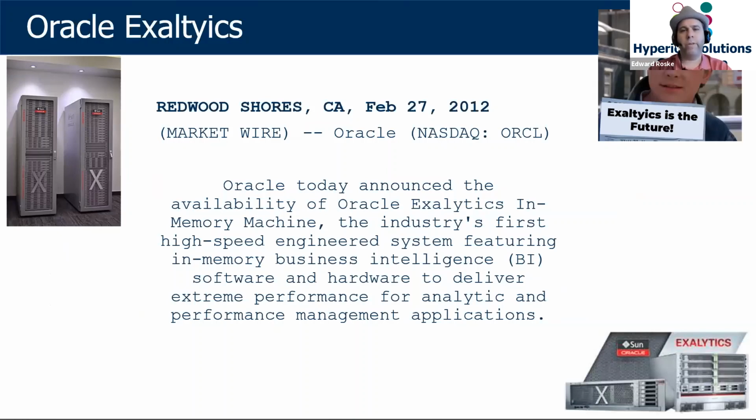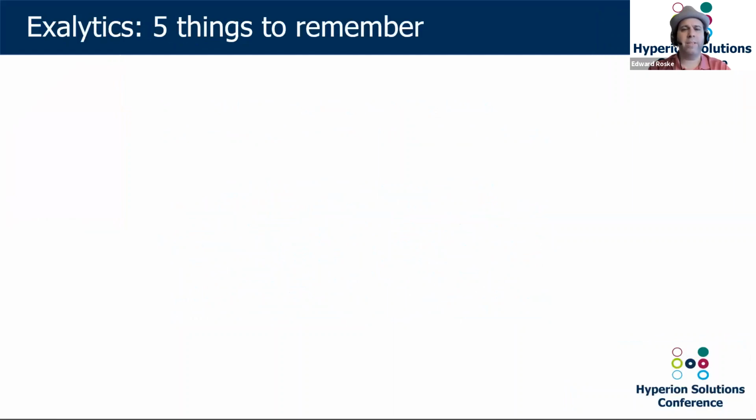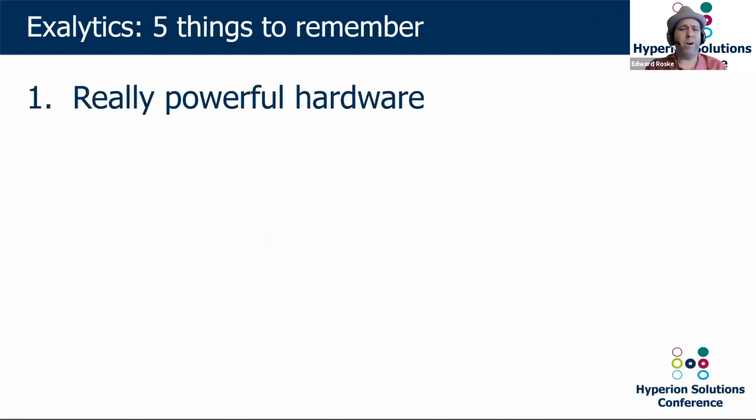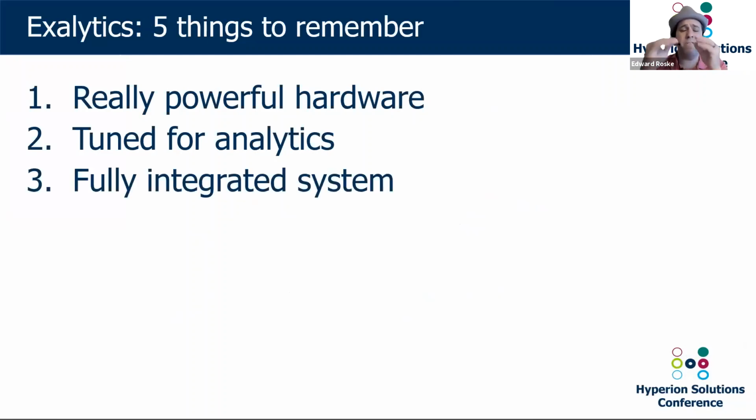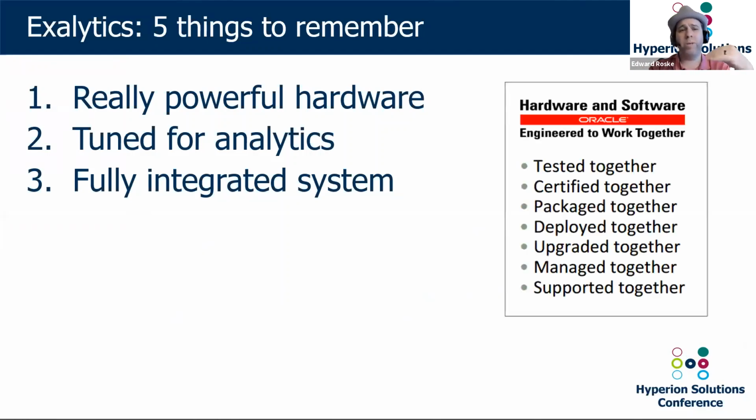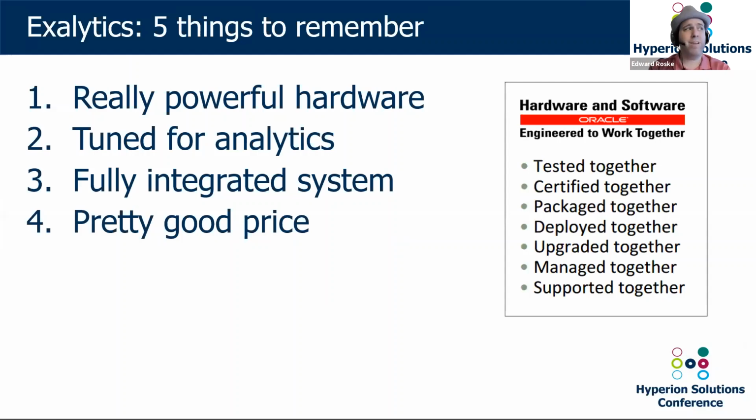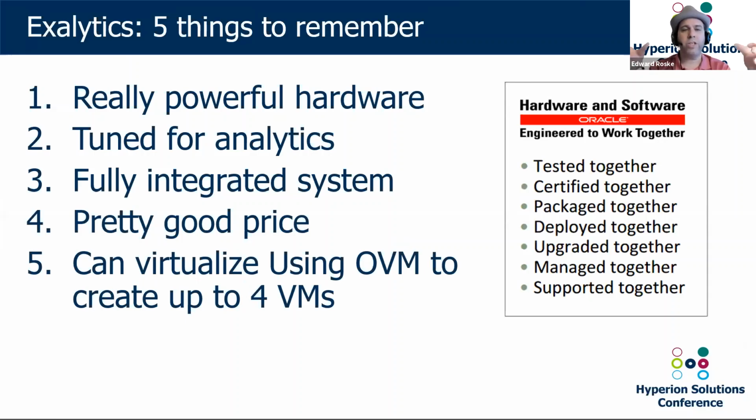The original version came with hundreds of gigabytes of RAM. Eventually it became 2 terabytes. It came out with 7+ terabytes of hard drive. Eventually it came out with 5 terabytes of flash, 72 cores, eventually went to, I think, 144 different processors. It was quite clear that Exalytics was going to dominate. It was really powerful hardware. It was tuned for analytics. There were actually features in the system that would only optimize if you were running on an Exalytics box. It was fully integrated Oracle Red Stack from top to bottom. It was actually a pretty good price. It was quite clear that Oracle was not upcharging for this hardware. And you could actually virtualize it and turn it into about 4 different boxes because it was so powerful.